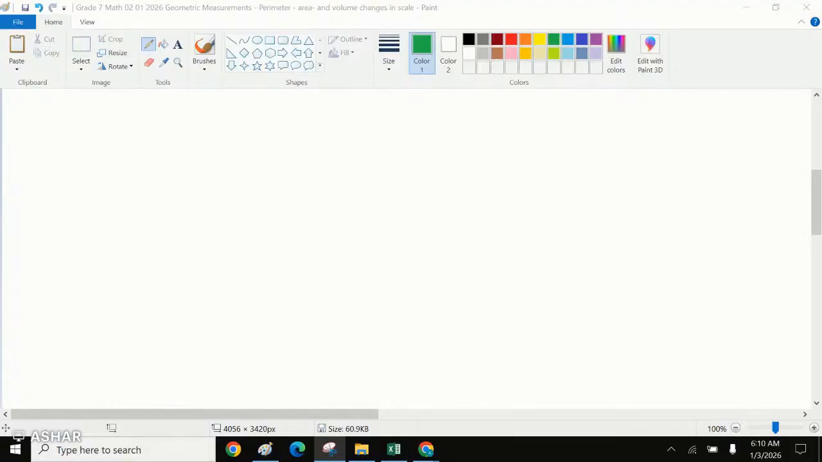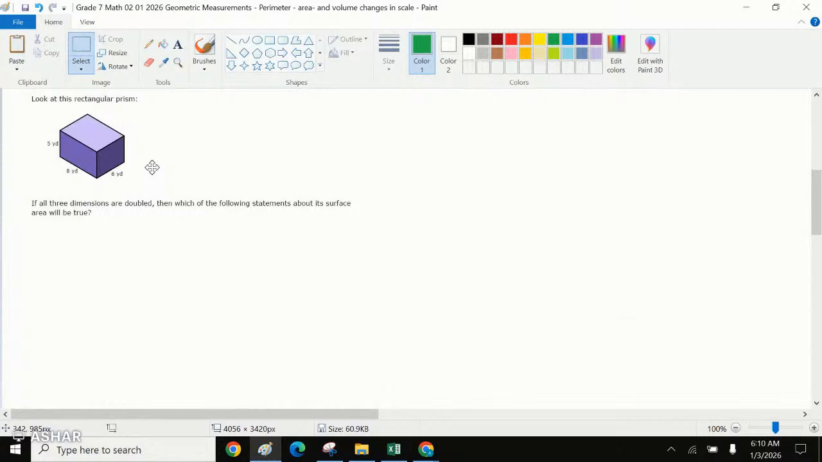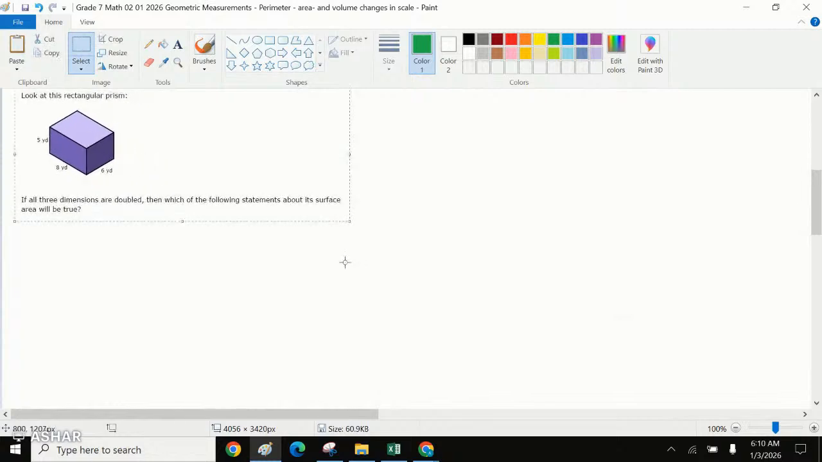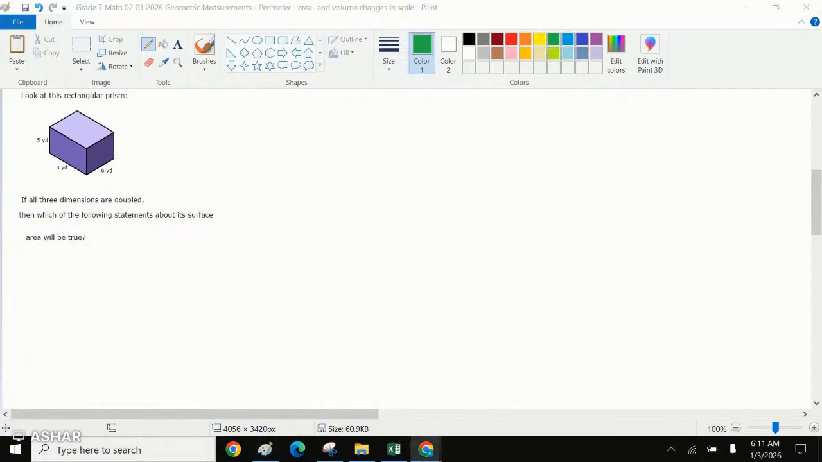Okay. The question says, look at the rectangular prism. And they are saying if all 3 dimensions are doubled, which of the following statements will be true? Let's create a statement over here. Let's make some statements and see if they are doubled.